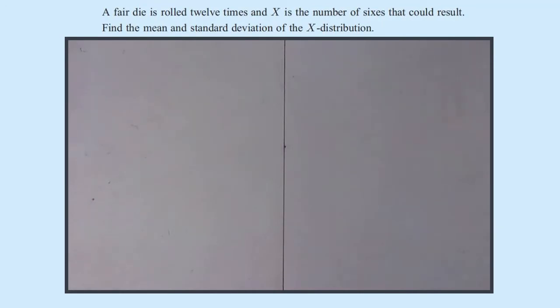So the first thing to notice is that we have a binomial situation going on. I know that because we are doing something 12 times and finding the number of times something happens. That sounds very binomial, with 12 being n, the number of trials, and we're looking at the number of sixes that happen.